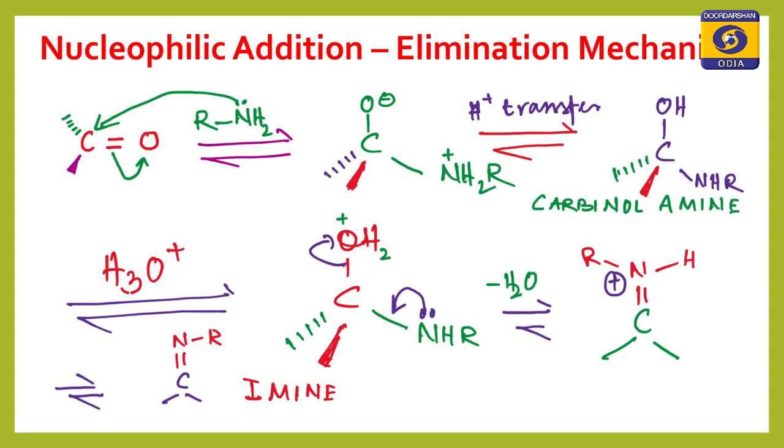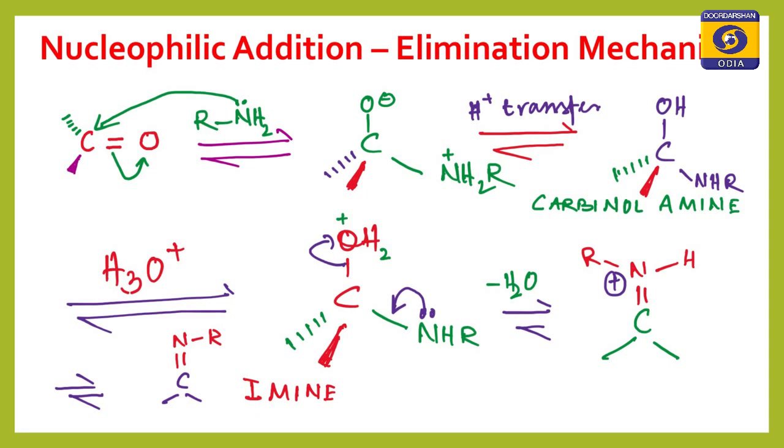Let us have a look at the addition elimination mechanism. You see, in step 1, the amine, which acts as the nucleophile, adds across the carbon-oxygen double bond. The amine attacks the carbonyl carbon and the pi bond, which is the weaker bond, shifts to the oxygen, resulting in an intermediate alkoxide ion. As you know, when a nucleophile attacks the carbonyl carbon, the intermediate is the alkoxide ion.